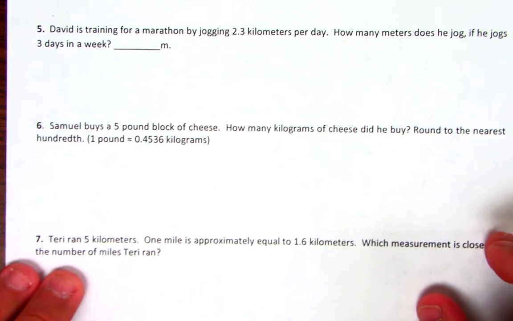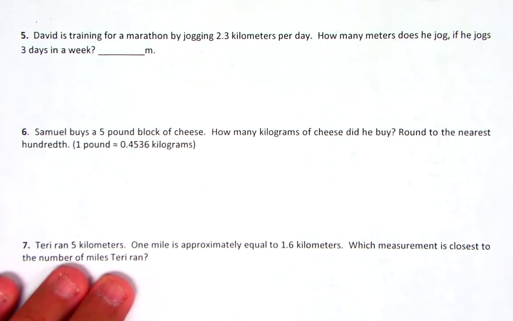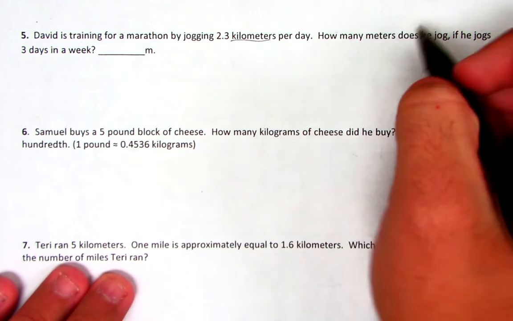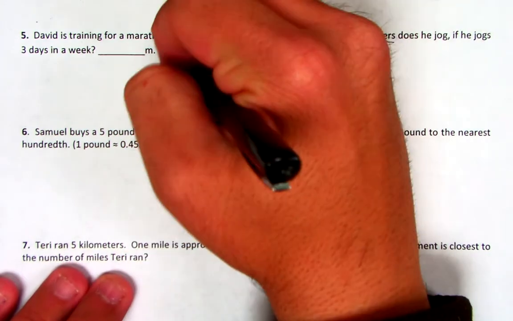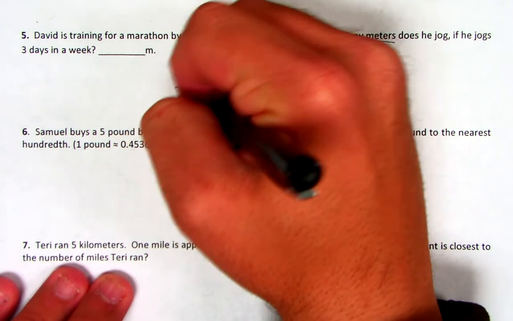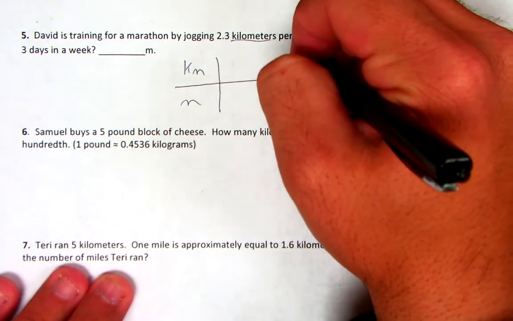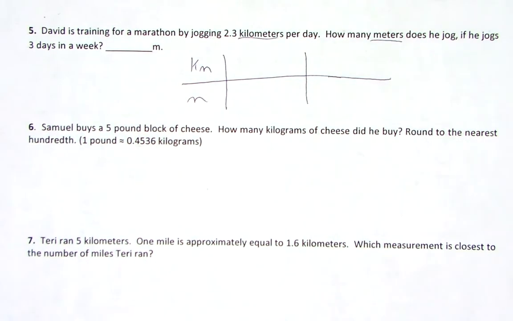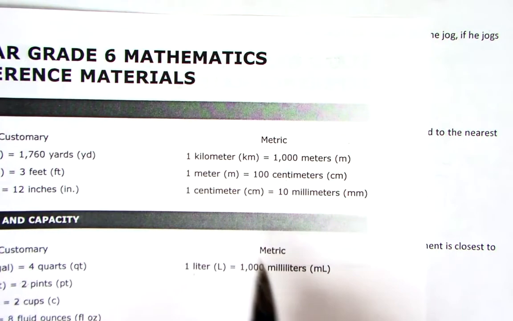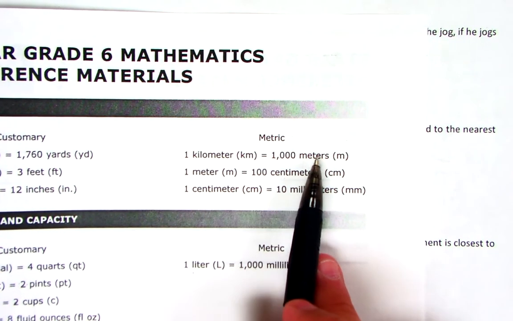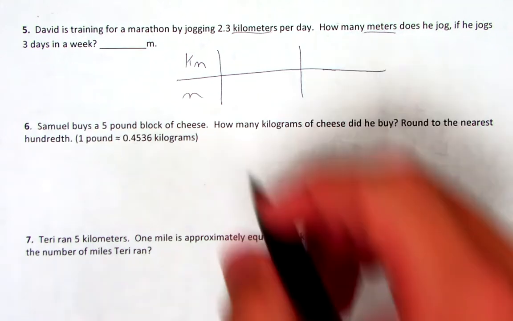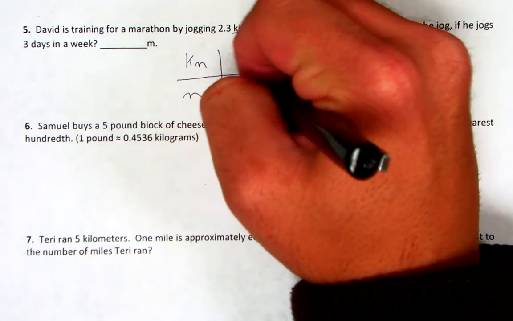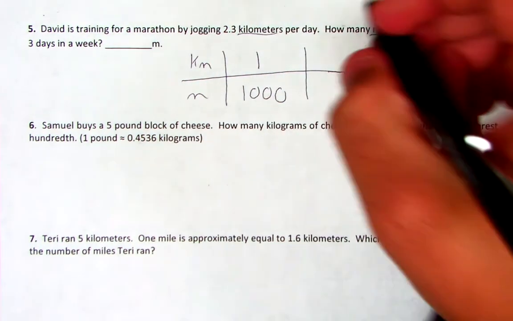Number 5. David is training for a marathon by jogging 2.3 kilometers per day. How many meters does he jog if he jogs 3 days in a week? So here we are converting kilometers to meters. Once again, look at your star chart and tell me, what is the conversion for kilometers to meters? Well, right here. 1 kilometer is 1,000 meters. So 1 kilometer is 1,000 meters. But he jogs 2.3 kilometers a day.